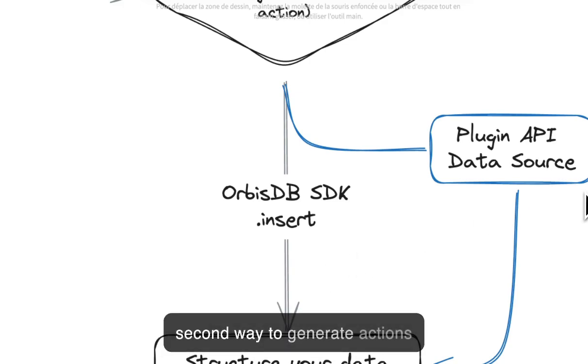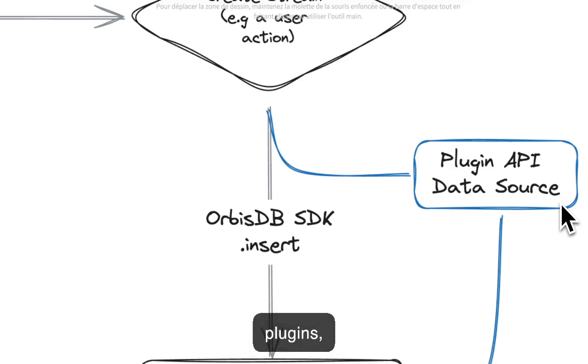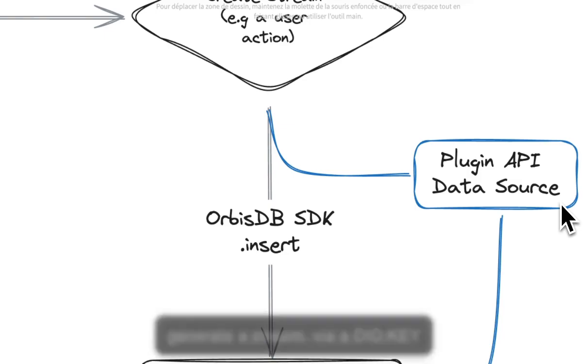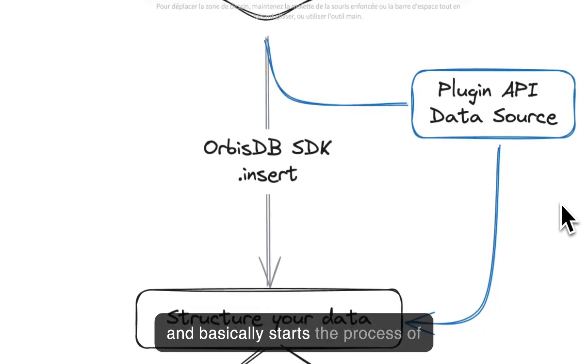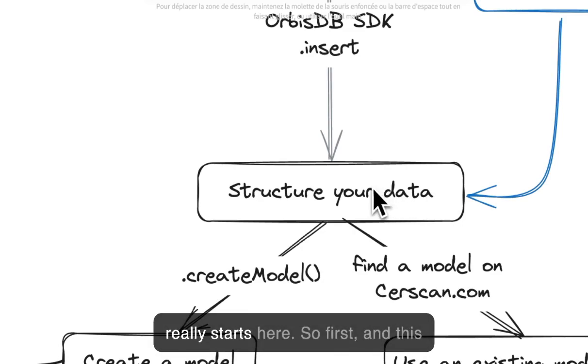And the second way to generate actions and generate streams into Ceramic is a capability that OrbisDB offers, the plugins. For this one, you are basically using an API data source. So you take an API, you query it, and you basically generate your streams via did:key this time, as we described earlier, and basically start the process of creating a stream. The process really starts here.